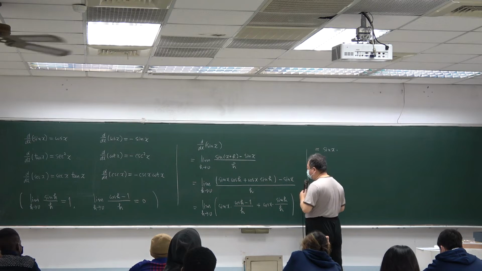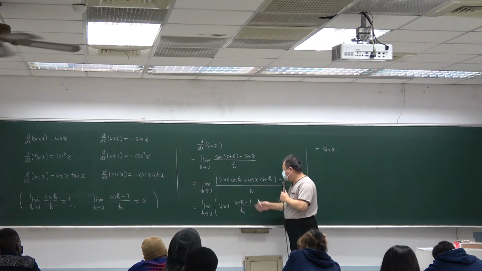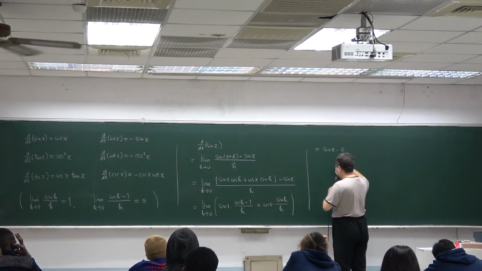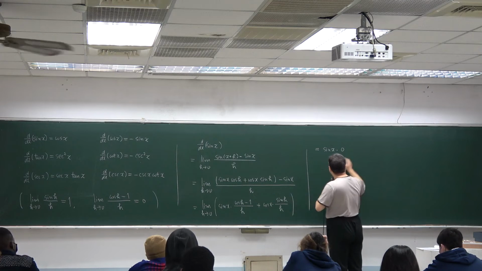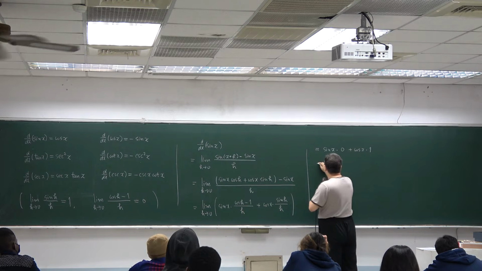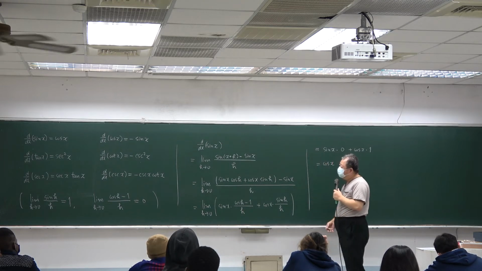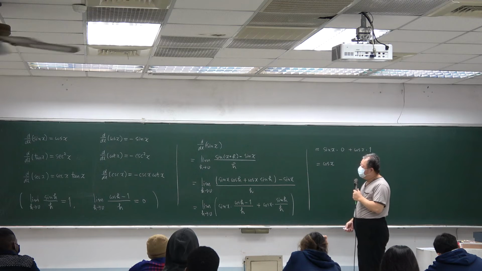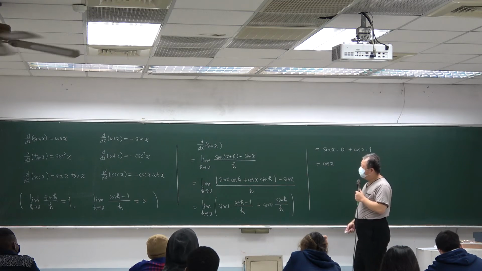And we use the limit theorem. This limit is 0. This limit is 1. This proves the derivative of sine x is cosine x.